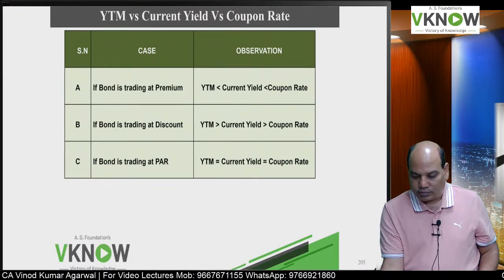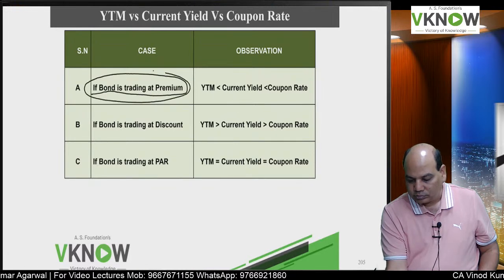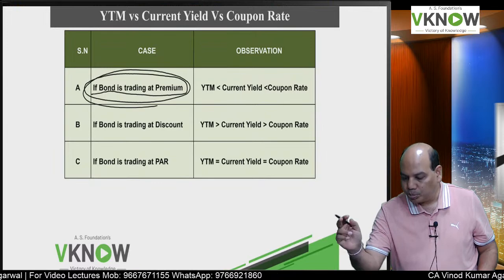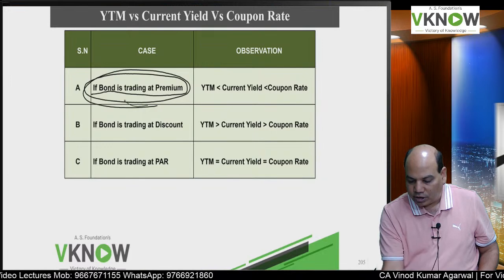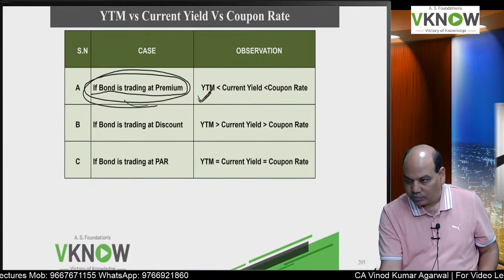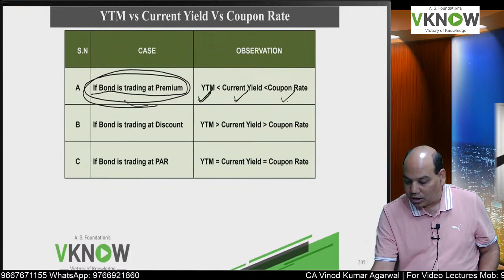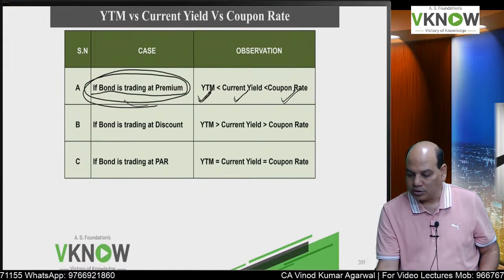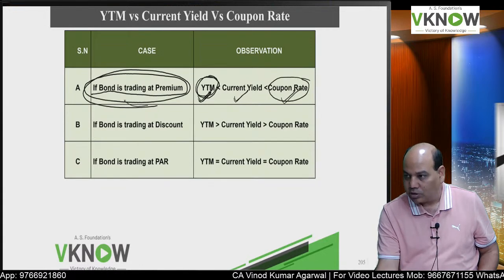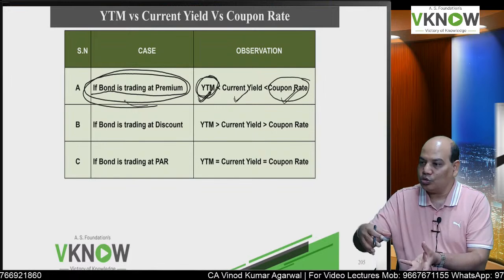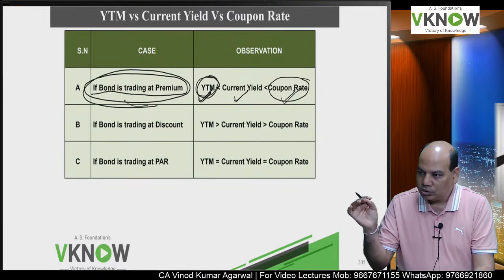Okay, one more thing. If a bond is trading at a premium, then you will find this observation: YTM will be less than current yield, and current yield will be less than coupon rate. This we have already seen. If the bond is trading at a premium, the YTM is less than coupon rate, but now I have also introduced current yield.